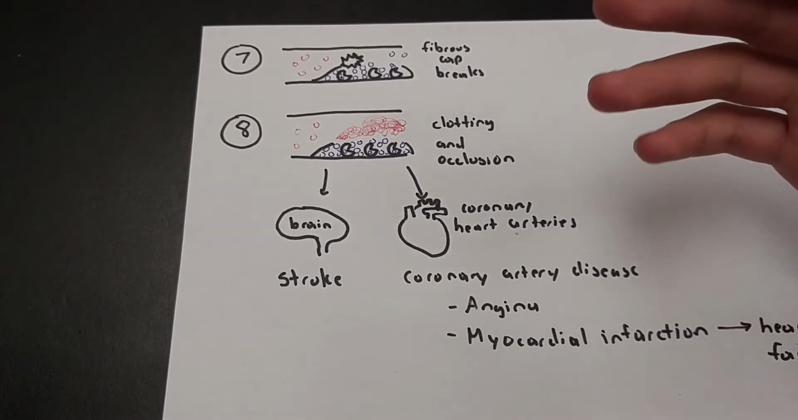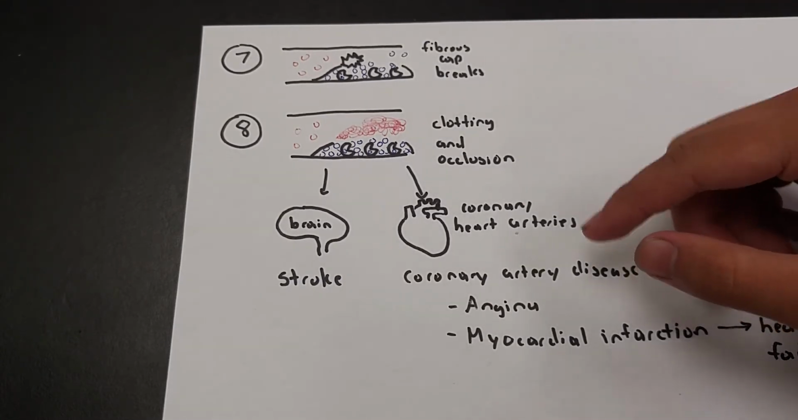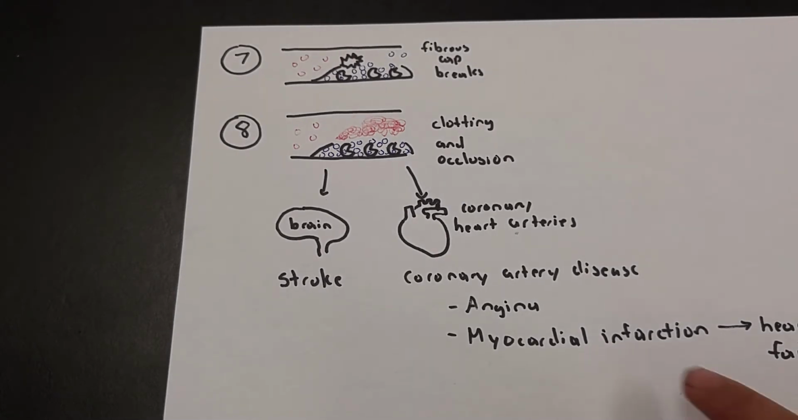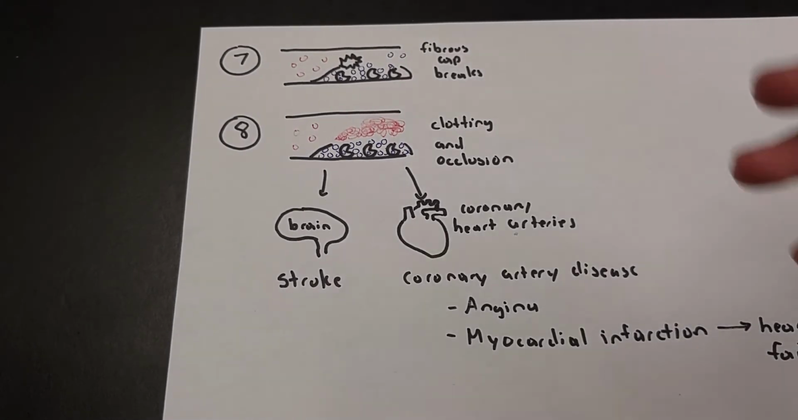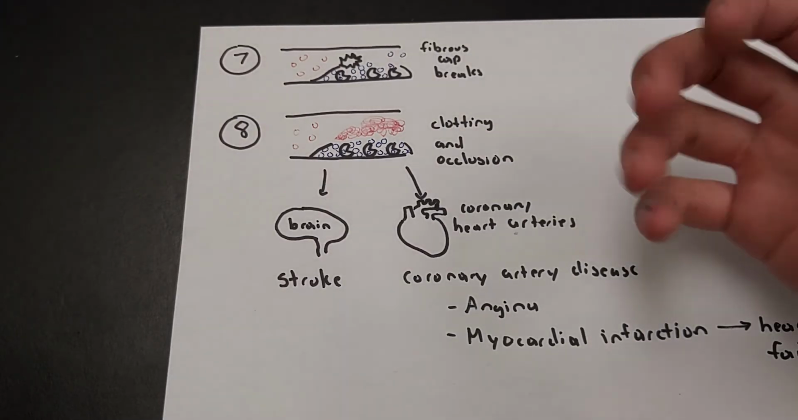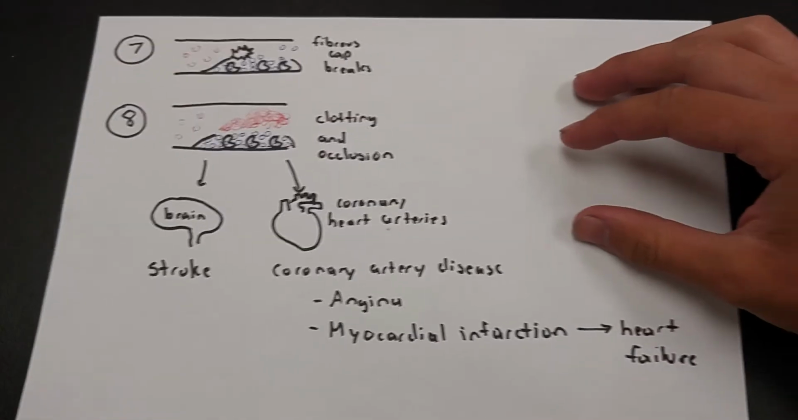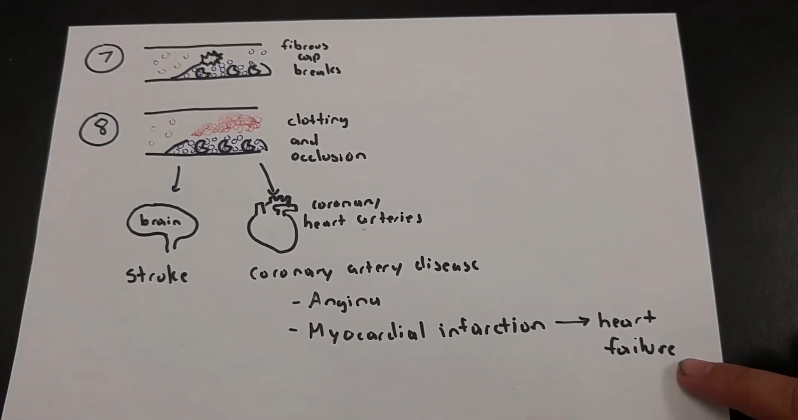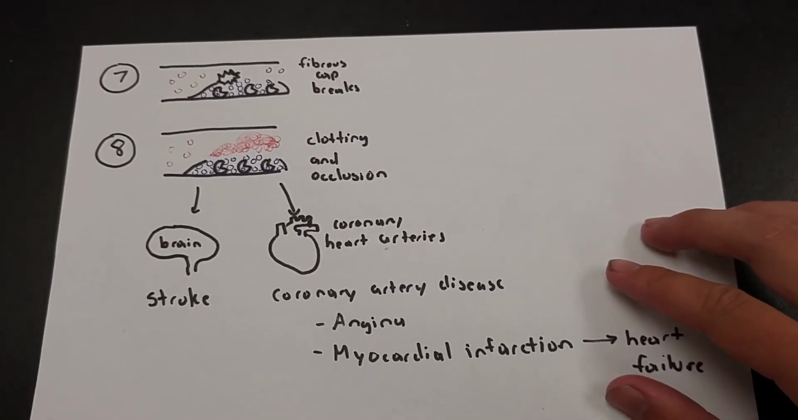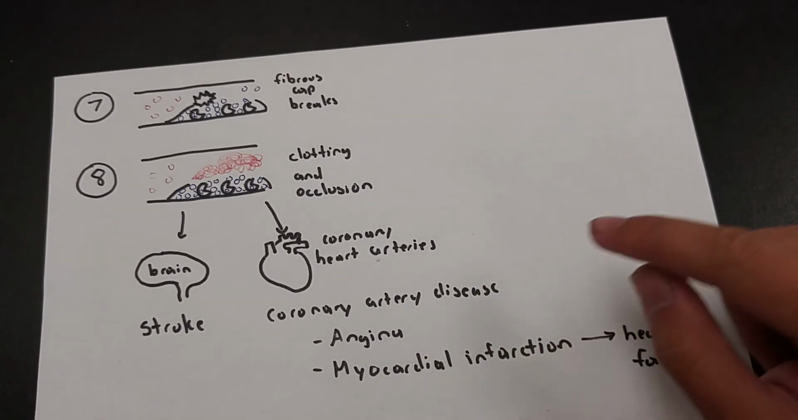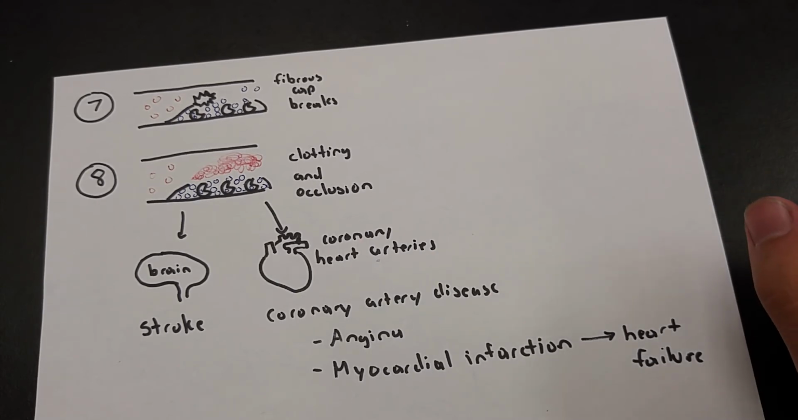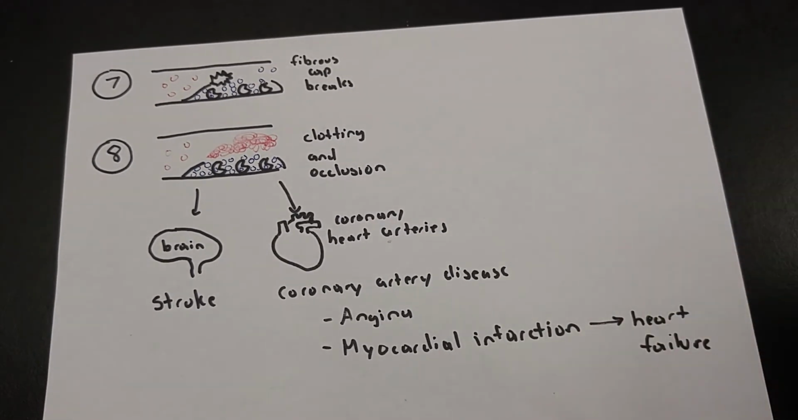If you have a clot or a blockage in your coronary arteries, which supply the heart with blood, then you can have a heart attack. That's not good. That's called a myocardial infarction. If you have a heart attack, the cells of the heart start dying and they aren't able to pump as much blood, so you can actually get heart failure. That's not good either. From all that, you can also get angina, which is chest pain associated with heart problems. That's not good.